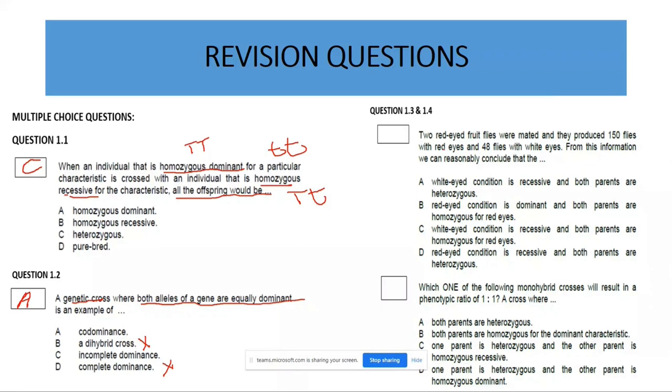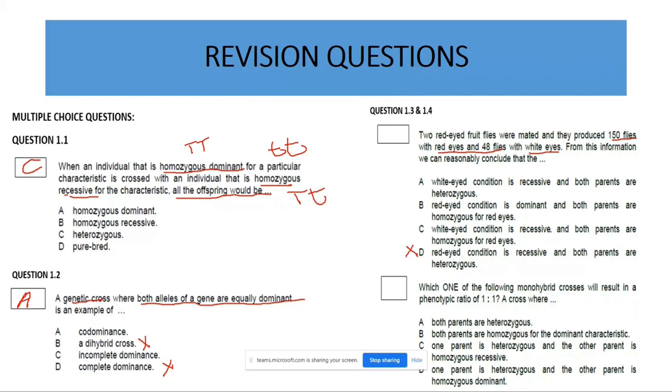Here I have two red-eyed flies that were mated and they produce 150 flies with red eyes and 48 flies with white eyes. What does that tell me immediately? That red eye is dominant. From this information, we can reasonably conclude that red eye is dominant and both parents are homozygous, or red eye is recessive. It's not recessive, so that one we know is not.